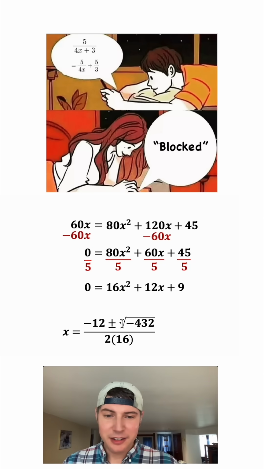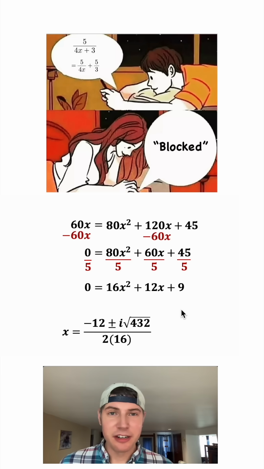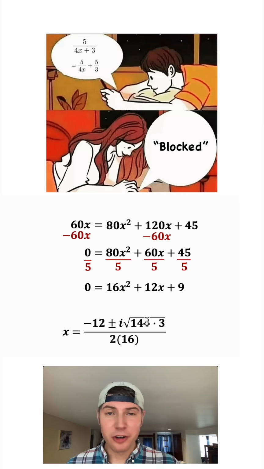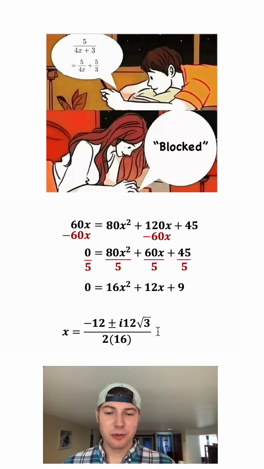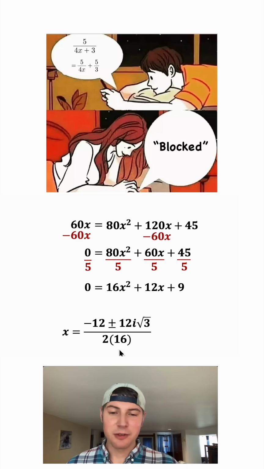And we can pull the negative out of this to give us square root of negative 1 times square root of 432. And this square root of negative 1 is going to be the imaginary number i. Inside of this square root, the 432 can be broken out into 144 times 3, and we can give each of these numbers their own square root. And square root of 144 is equal to 12. So in the numerator, we have negative 12 plus or minus 12i root 3. And in the denominator, we have 2 times 16, which is 32.